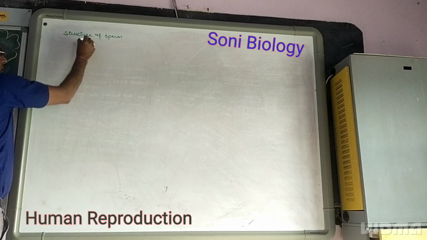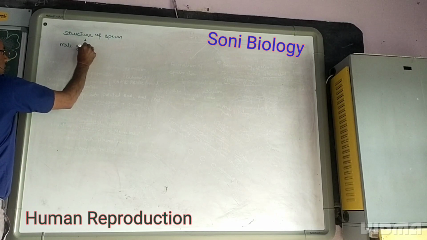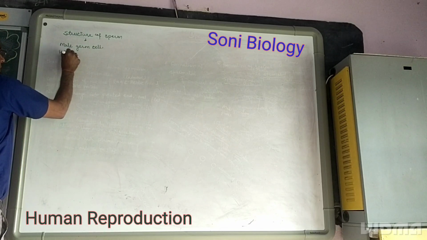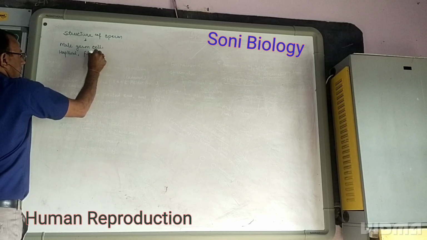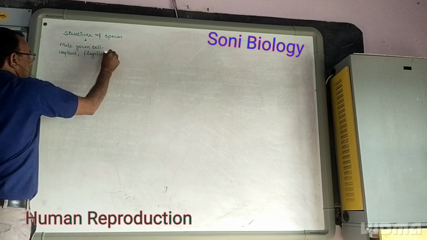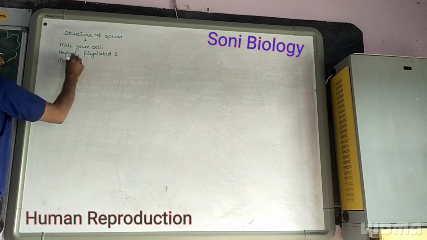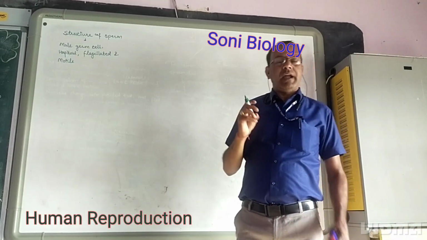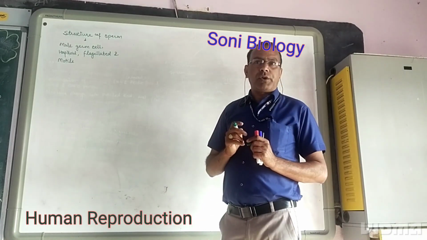Sperm is a male gamete, a male germ cell. It is haploid. Haploid means one set of chromosomes is present. It is also flagellated and motile.